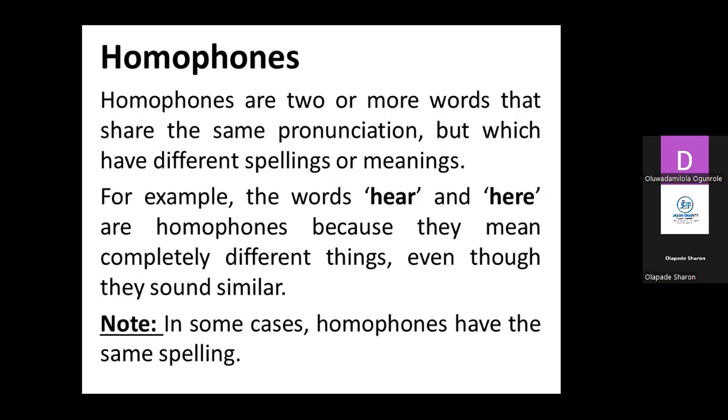For instance, the word here and here. Now we see that they have different spellings. If I'm asked to spell the word here, the first one I will say I have H-E-A-L, and the second one is H-E-L-E. That is the spelling of the words. But if I'm asked to pronounce them, I pronounce them according to how they are meant to be pronounced in the English language.